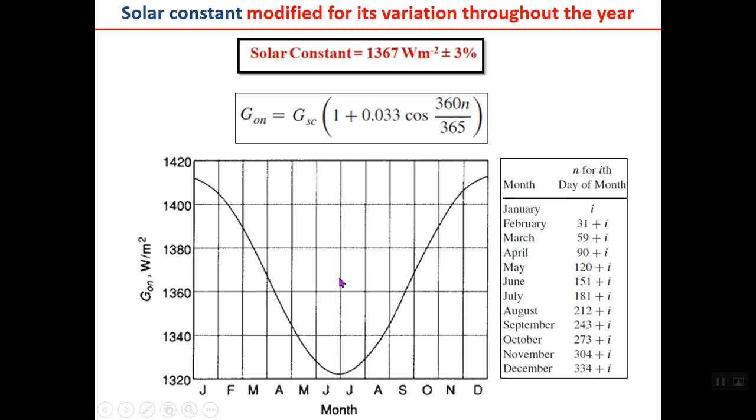The graph here shows the result, and as you can see, during different months of the year, the value of GON, which is here, will vary between maybe 1412 and a minimum of around maybe 1321 or 2. And so this is the average value.